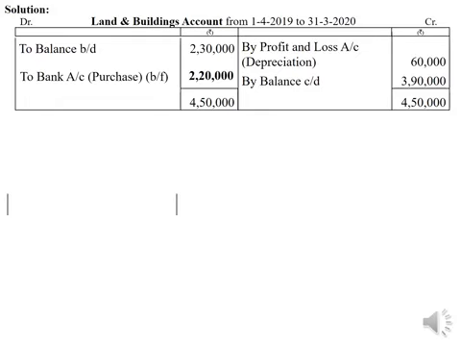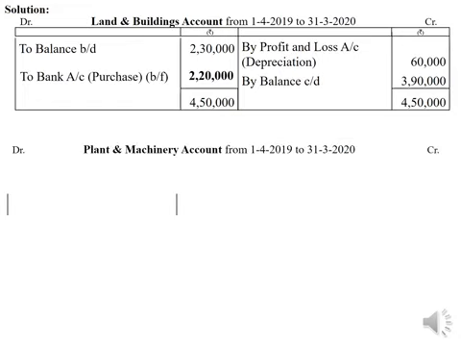So the land and buildings account is prepared and we found out a hidden item, that is purchases made during the year, rupees 2,20,000. It amounts to investment activity and it will be taken under cash flow from investing activities.